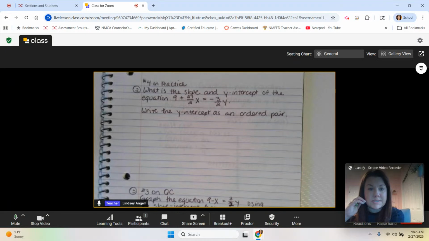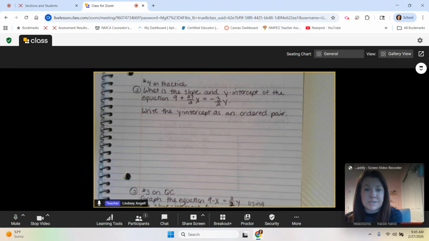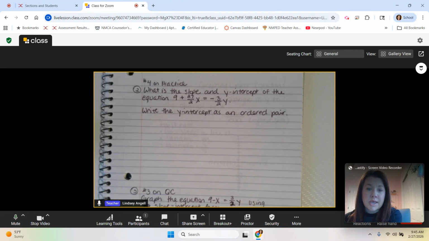On this next one, this is number 4 from your practice. I chose it mostly because of those fractions. So it says, what is the slope and y-intercept of the equation 9 plus 27 over 2 times x equals negative 3 halves y? Write the y-intercept as an ordered pair.